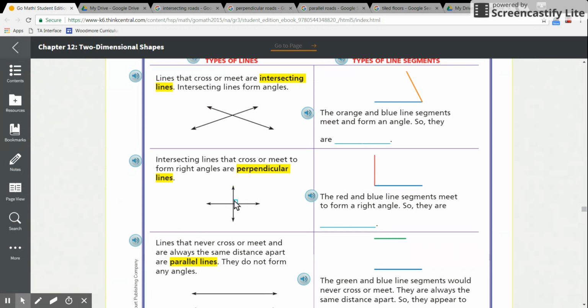There we go. So right there, we can see the little box, which shows that that's a 90-degree angle or a right angle. So here we have a red line and a blue line creating a perpendicular angle. The red and blue line segments meet to form a right angle, so they are perpendicular, and then we would write the word perpendicular. So far, our 2 words are intersecting and perpendicular.